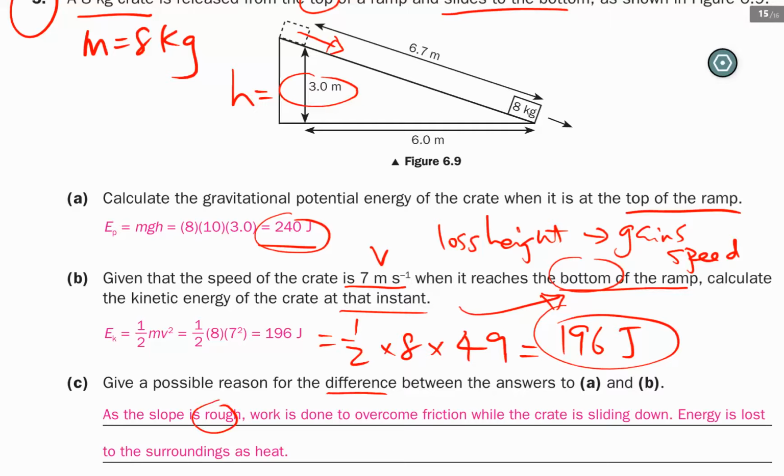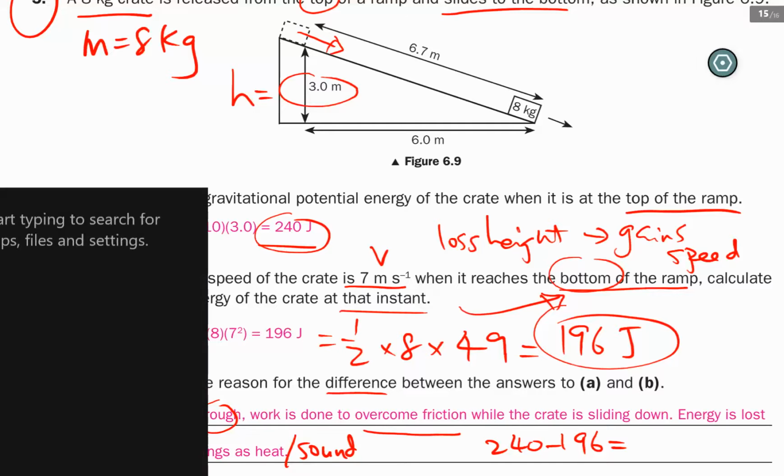When there's rough, there's friction. So there's work done to overcome friction. So there's energy loss due to heat or sound. Because you need to do work against friction, and friction produces heat and sound. So in this case, the energy difference, how much? You take 240 minus 196. So what is the difference? Press your calculator.